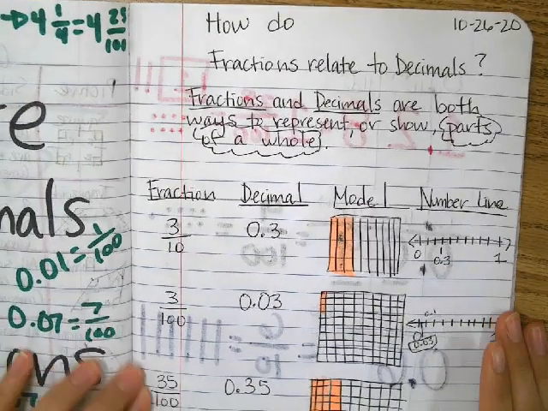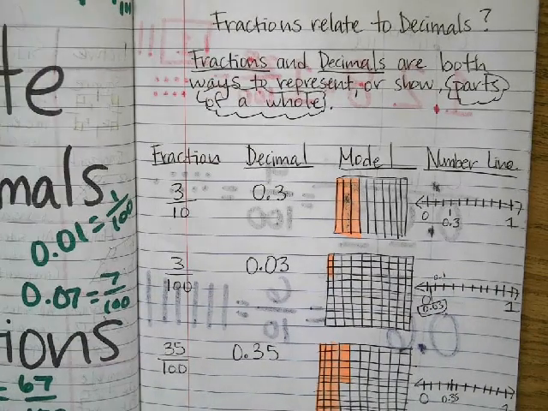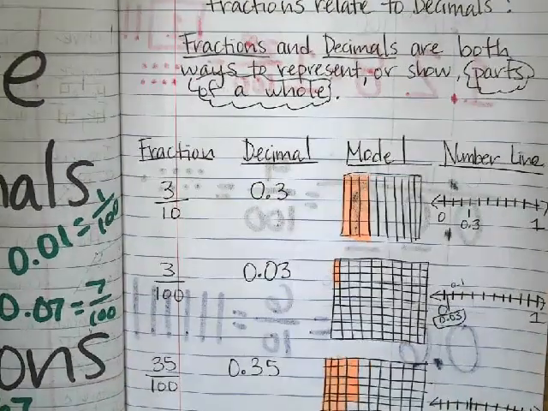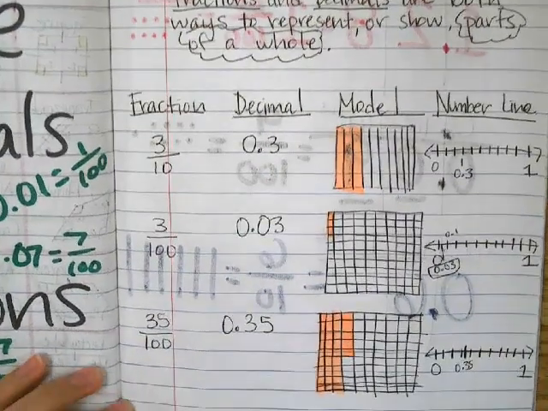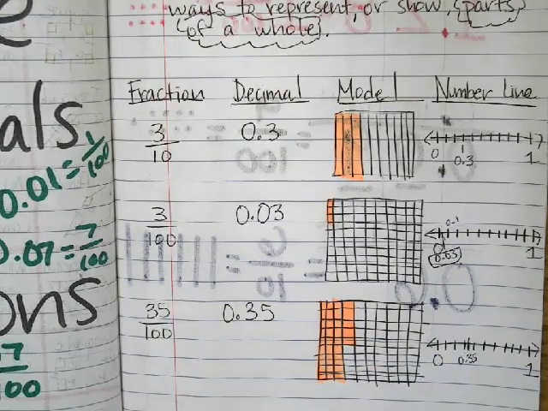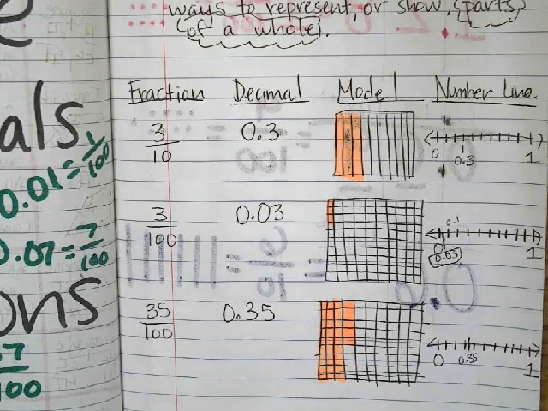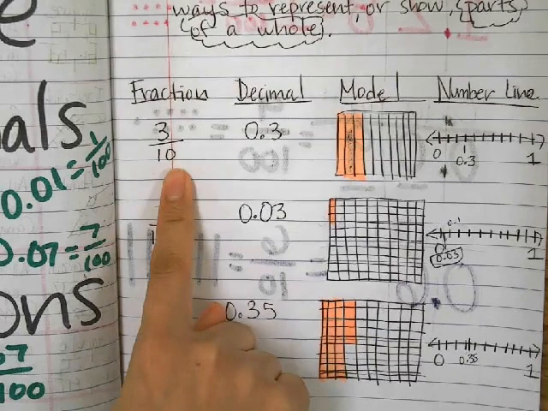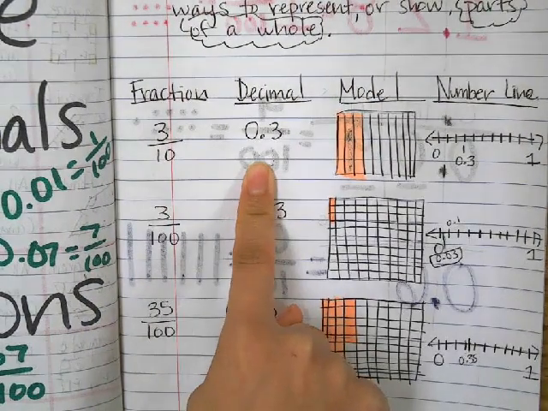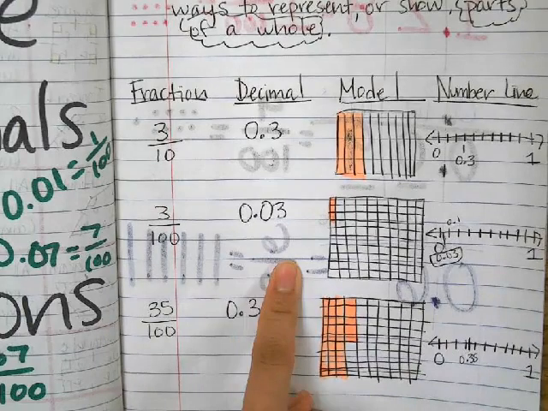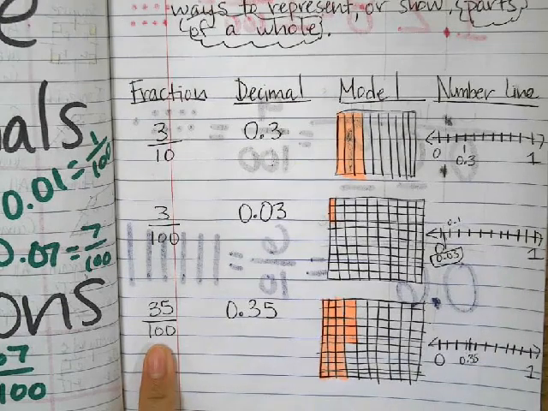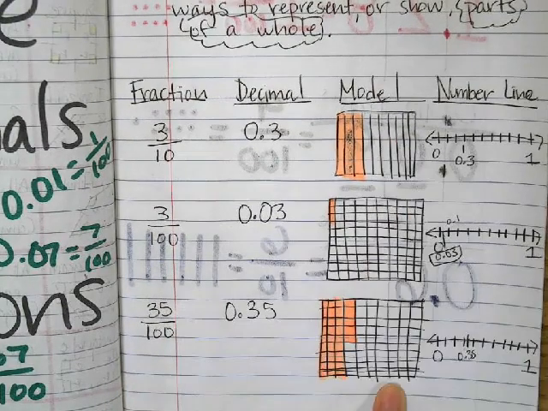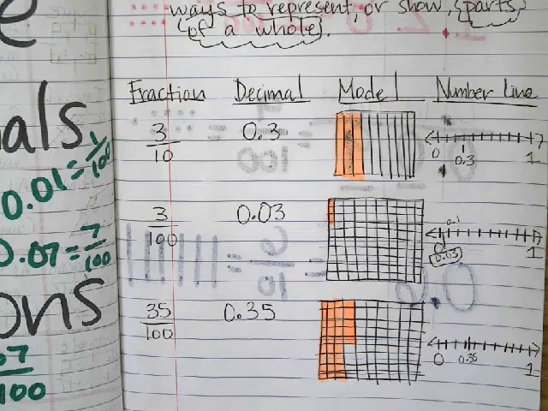We move on. How do fractions relate to decimals? Fractions and decimals are both ways to represent or show parts of a whole. Okay, so we're continuing with something that we had introduced last 6 weeks, which was decimals, and maybe even earlier, the second 6 weeks. A fraction 3 out of 10 converts into 3 tenths. 3 out of 100 converts into 3 hundredths. That's how we say it in the decimal form. 35 out of 100 or 35 hundredths. And we have our modeling here and our number line.